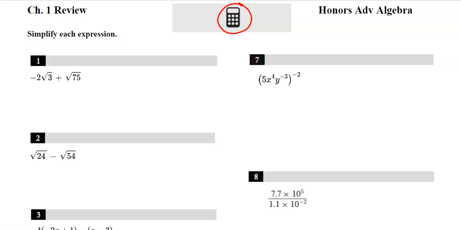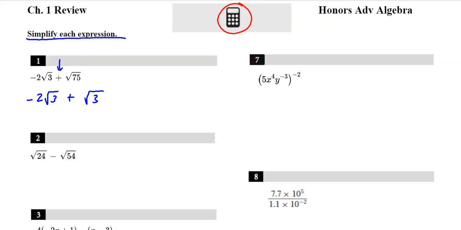Let's get after it. Number one, we're trying to simplify. All of these problems, until the directions change, are simplifying the expression. So we have to simplify some radicals. We need to add radicals, and they have to be like radicals. Since the one on the left is radical 3, I'm going to try to rewrite the one on the right with a radical 3 in it.